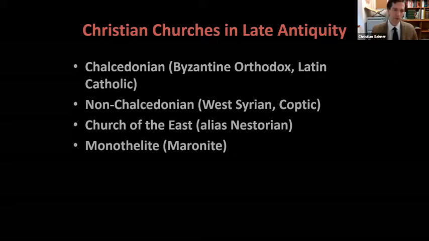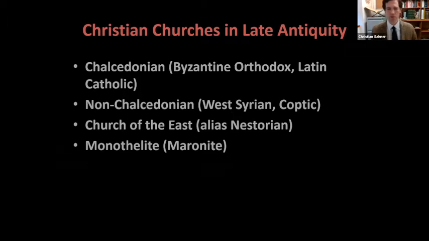To speak about the largest of these theological configurations, we have the Chalcedonian churches. These are churches which sided with the imperial position at the Council of Chalcedon in the year 451. This was a council that attempted to resolve the disputed matter of the nature of the second person of the Trinity. Was Jesus Christ, the Son of God, fully man?